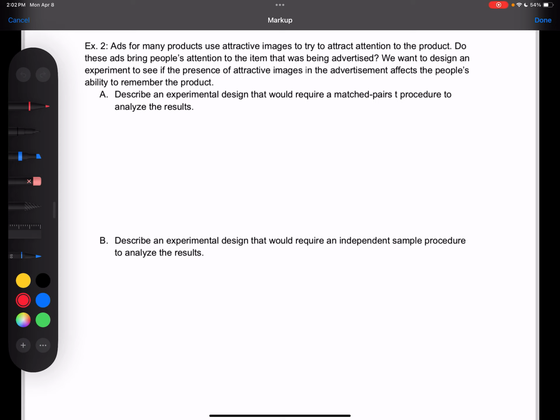So, any idea where we should start? I'm not really sure. Well, I know that with conditions I need to pair them. Right. Like maybe find a bunch of people and show them two different advertisements, one that doesn't have these attractive images and then another with those, and then see if they remember them sometime later.